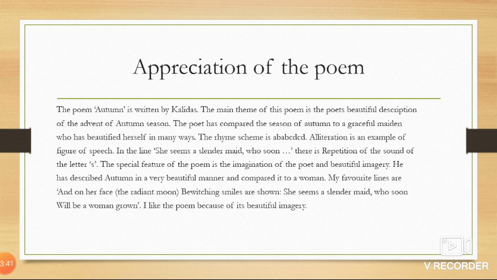The rhyme scheme is A B A B C D C D. Alliteration is an example of a figure of speech. In the line, she seems a slender maid who soon, there is repetition of the sound of the letter S. The special feature of the poem is the imagination of the poet and beautiful imagery. He has described autumn in a very beautiful manner and compared it to a woman.